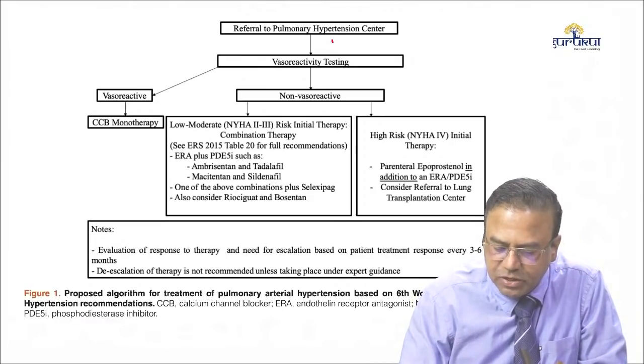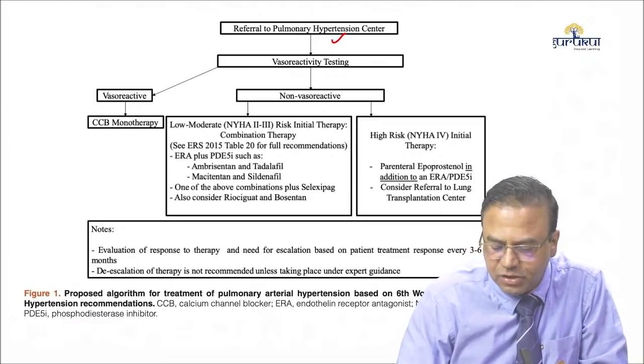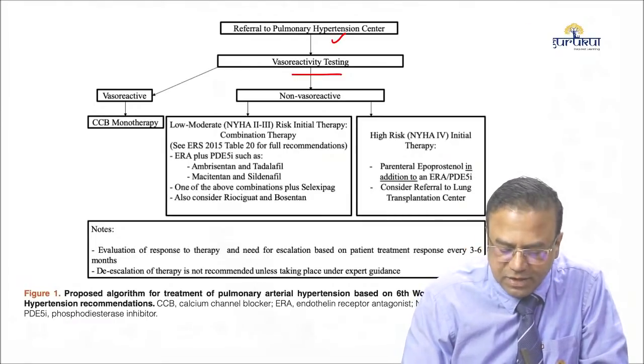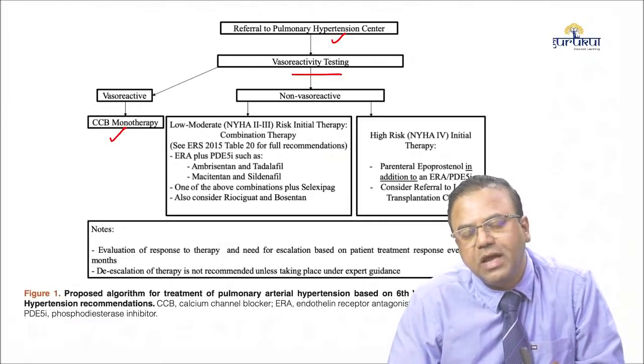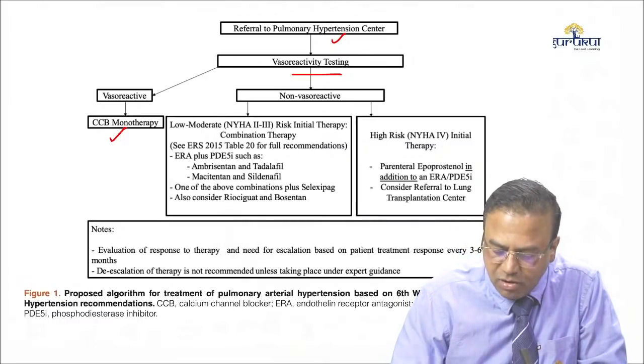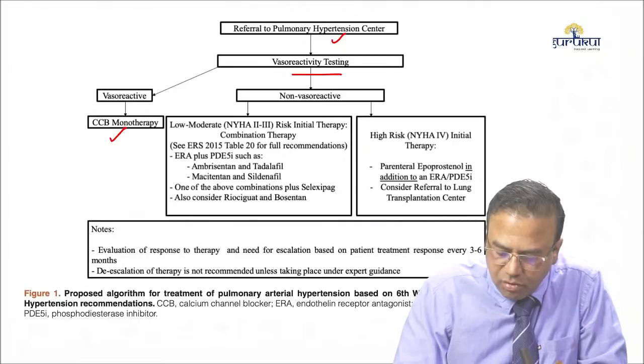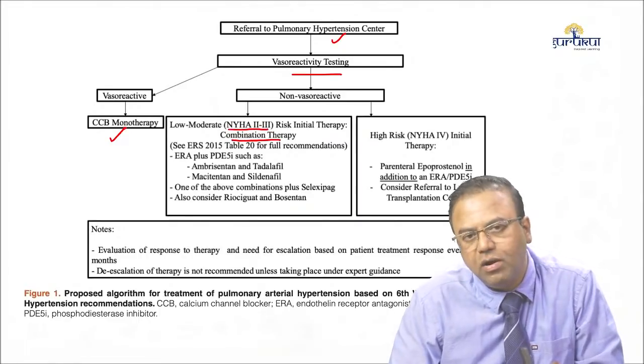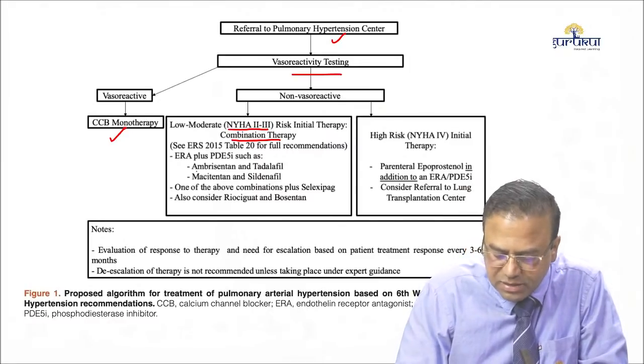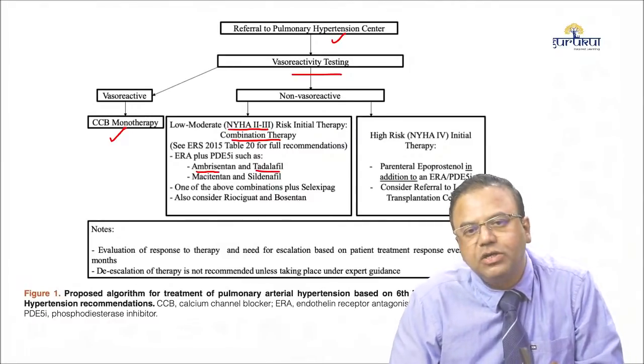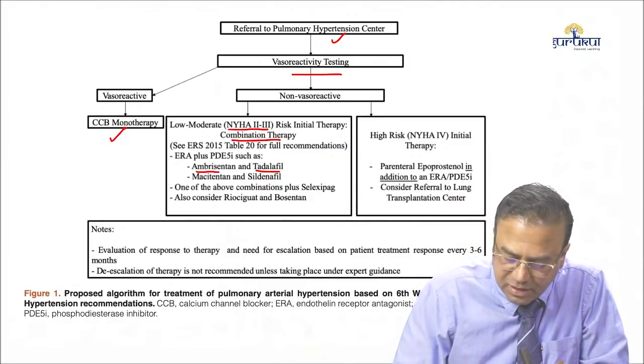What they're saying is, if a patient comes with primary pulmonary hypertension, the first thing you do is a vasoreactive test. If the vasoreactive test is positive, then the answer should be calcium channel blockers. If it's non-vasoreactive, then you are going to look at it, and if it's grade 2 to grade 3, then you're going to be putting the patient on oral drugs. The oral drugs that we use are ambrisentan and tadalafil combination, or you can go for macitentan and sildenafil.